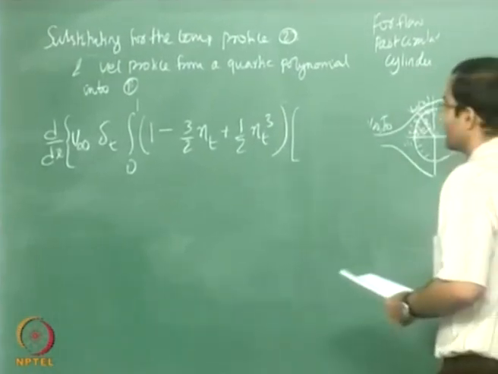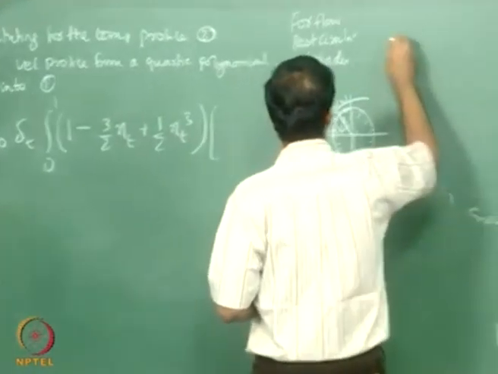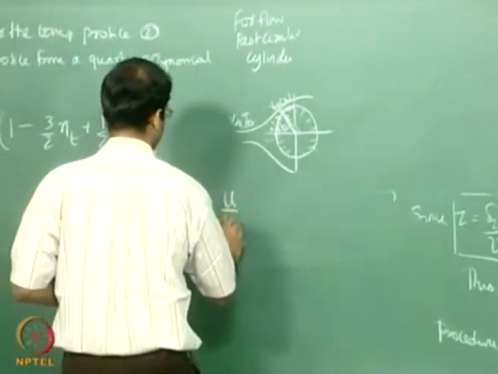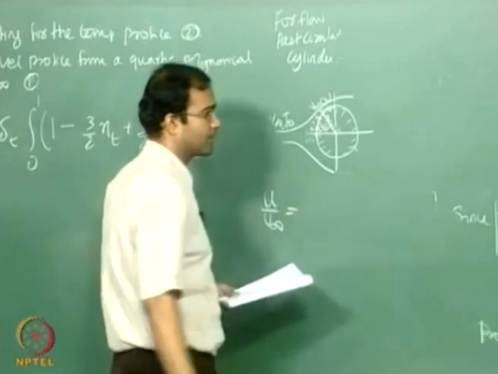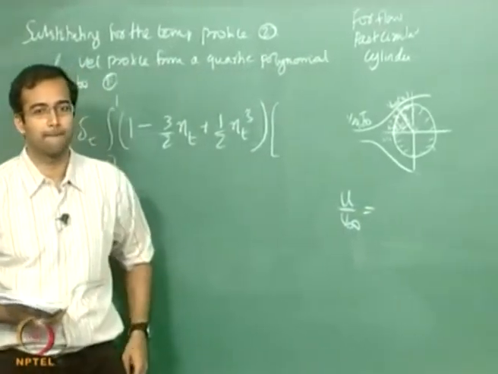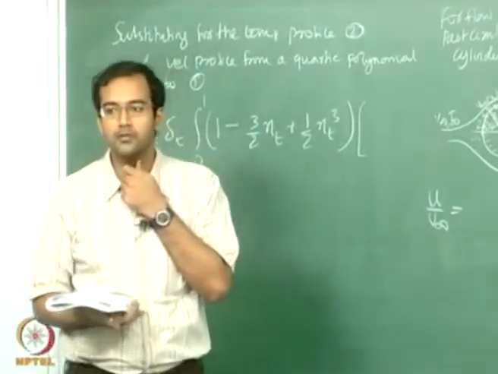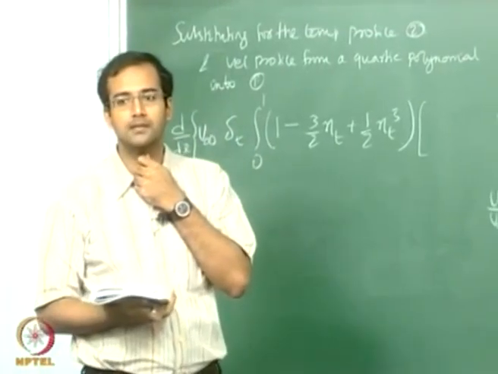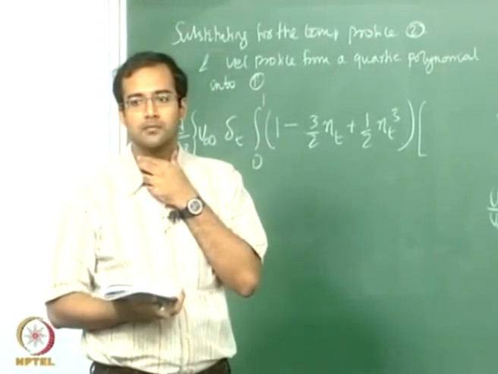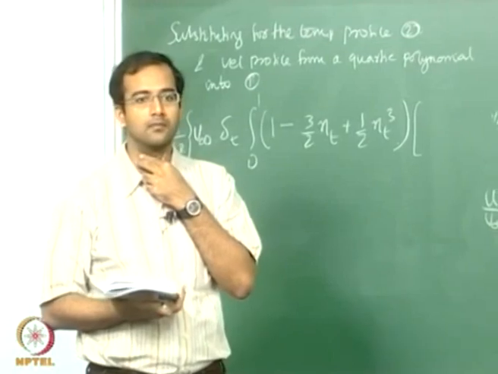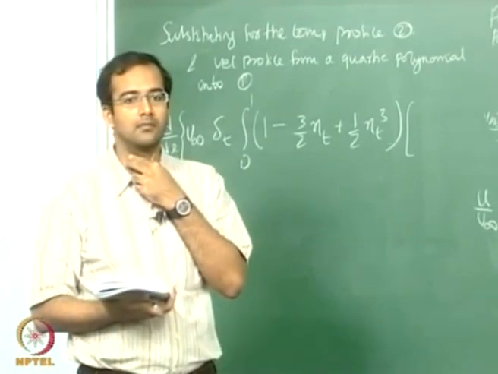what will be the velocity profile, u by u infinity? What was that we derived yesterday? 1 by 2, where is this coming from? 2 eta minus 2 eta cube plus eta to the power 4.